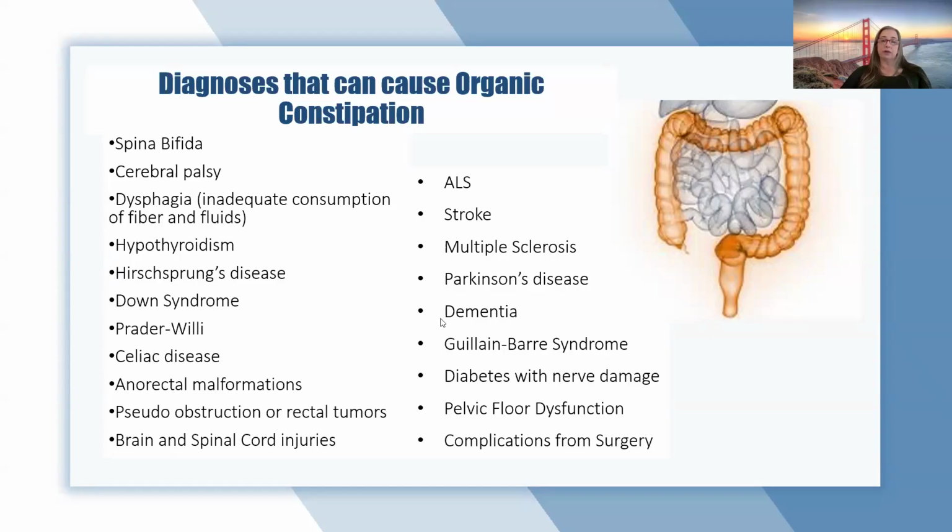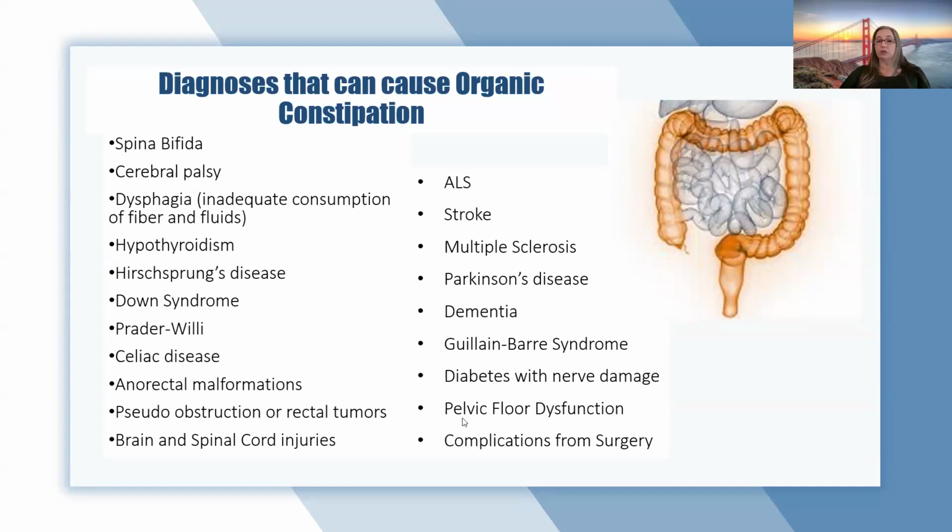Guillain-Barré, dementia also, for multiple reasons, not just because there's effects on the neurological system, but also because a person's mentation may make it difficult for them to respond when their body tells them that they need to go use the restroom. People with diabetes who have nerve damage associated with it can have dysfunction of that autonomic nervous system.